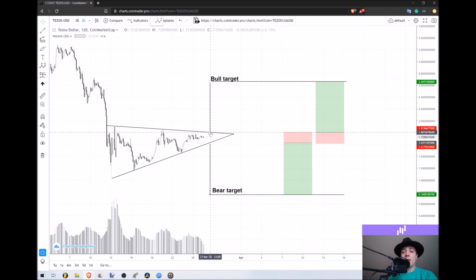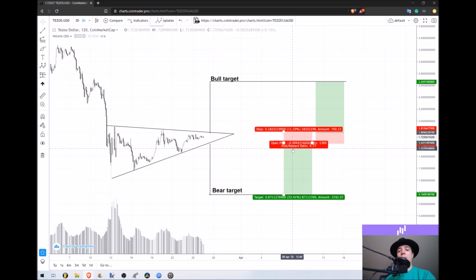And so that allows you to have an entry point at the exact price of the breakout. And so with Tezos, if it breaks bullish, I'll be going long at $1.80. If it breaks bearish, I will be going short at around $1.62. That's why this trade setup is so awesome, because you have this really, really tight range, and it doesn't matter what the market does. You're going to be able to profit either way.